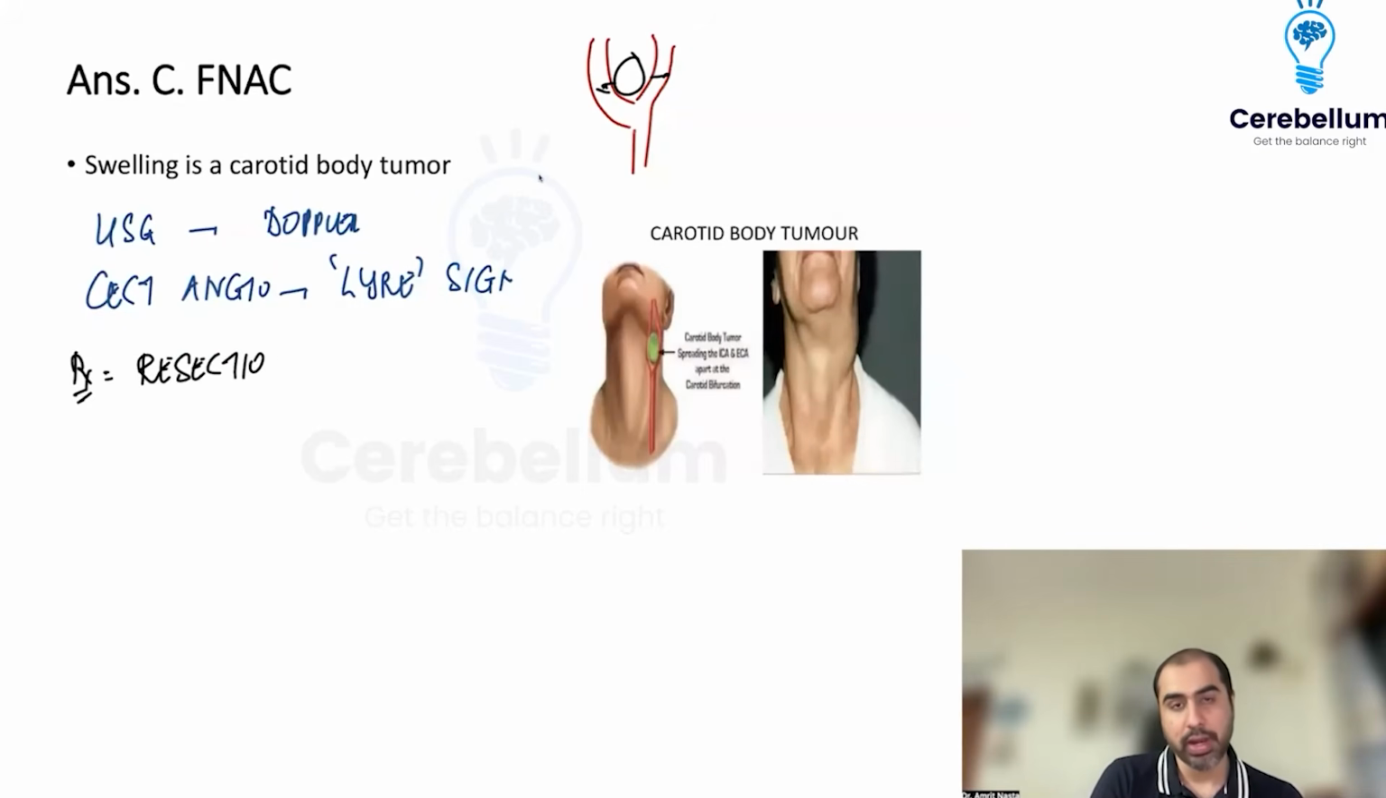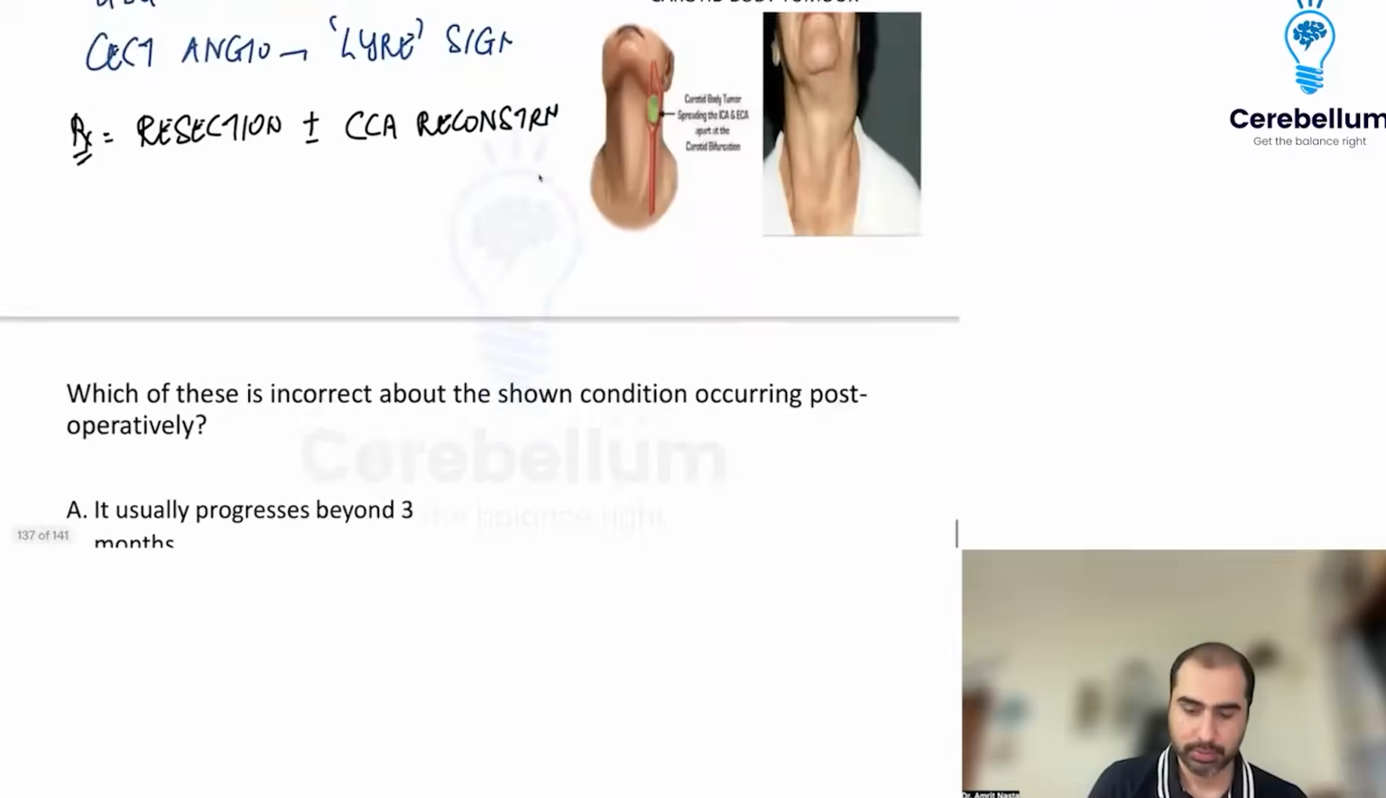The treatment has to be resection. Problem is, if it is very close to the common carotid artery, you may have to do a common carotid artery reconstruction. Okay, so if it is invading the artery, if it's a malignant carotid body tumor, you'll have to do a carotid reconstruction. Fine, otherwise you can do a simple excision.